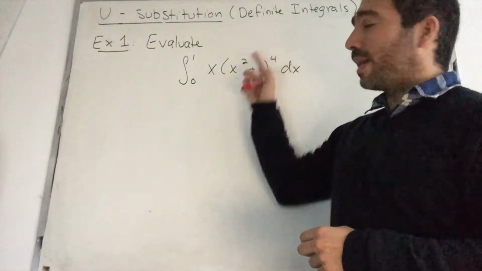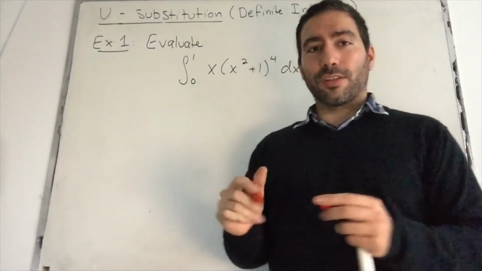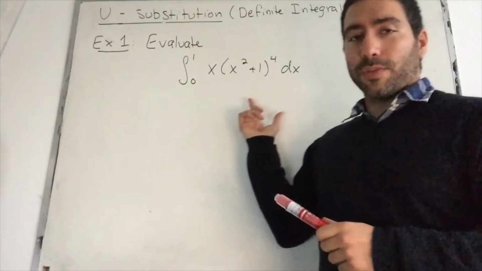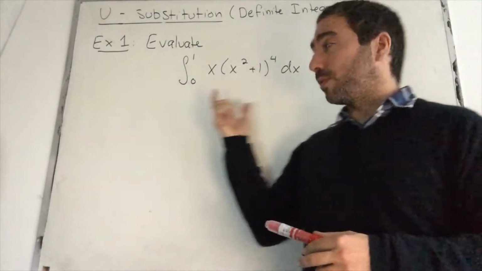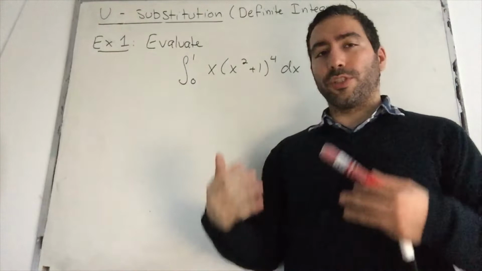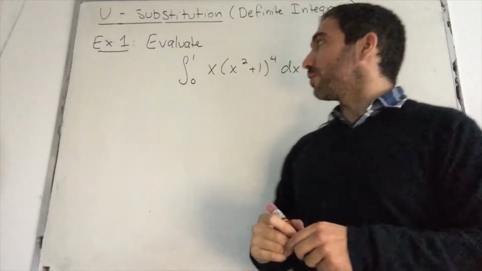If you're thinking of expanding this 4 times, you will get the same answer, but you don't want to expand it 4 times, especially if this was like 40 or something. You don't want to expand it 40 times. So this is why U substitution is the more efficient way of doing things.